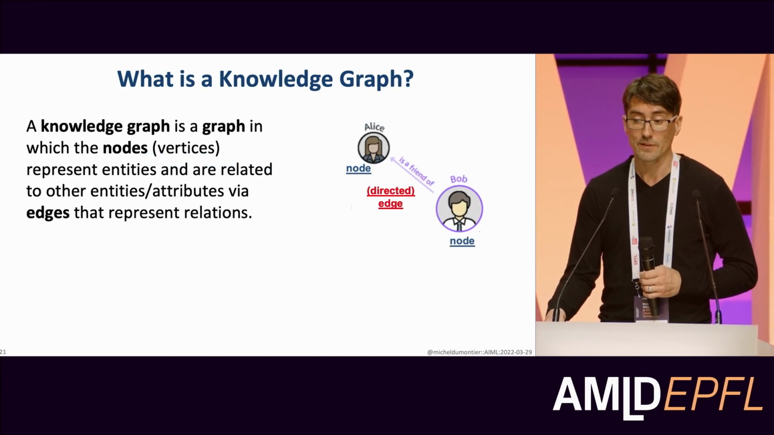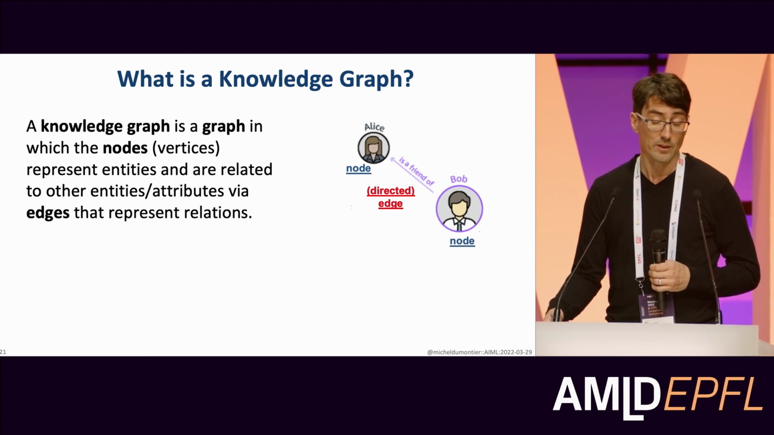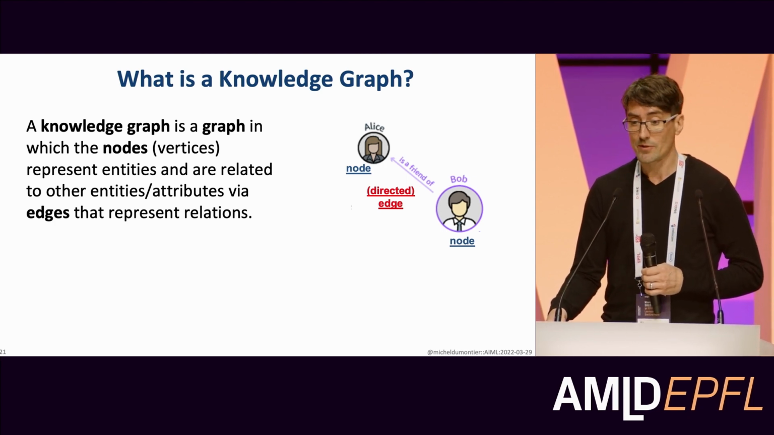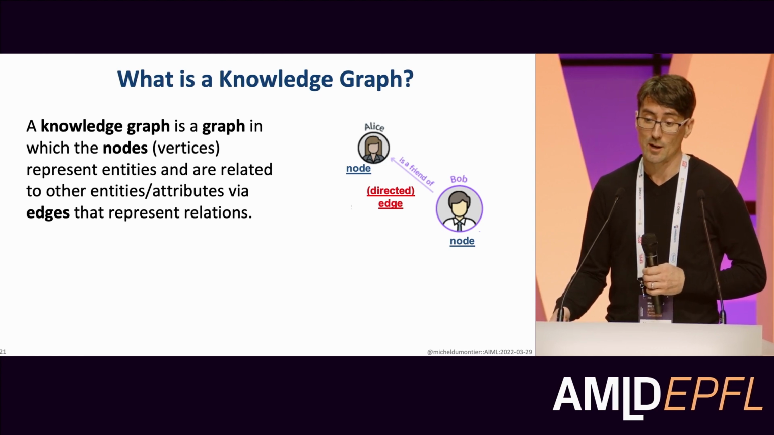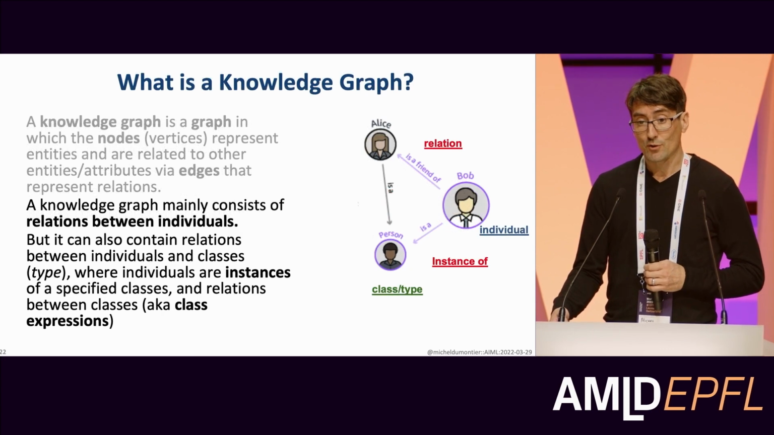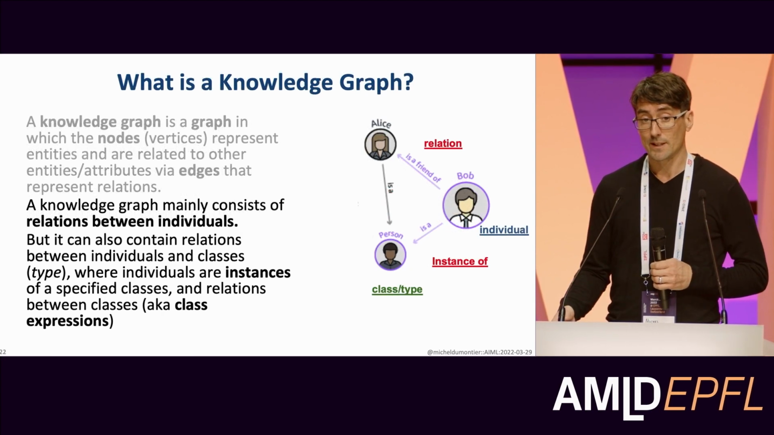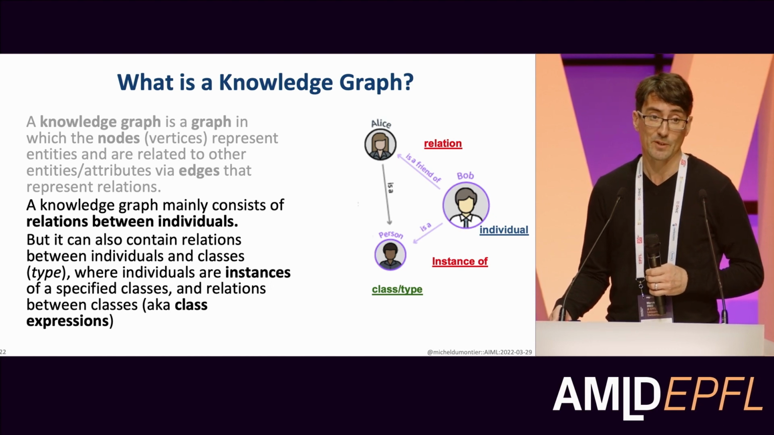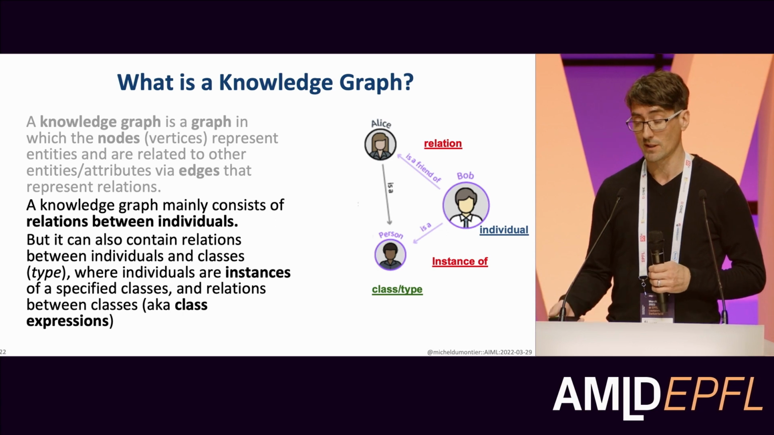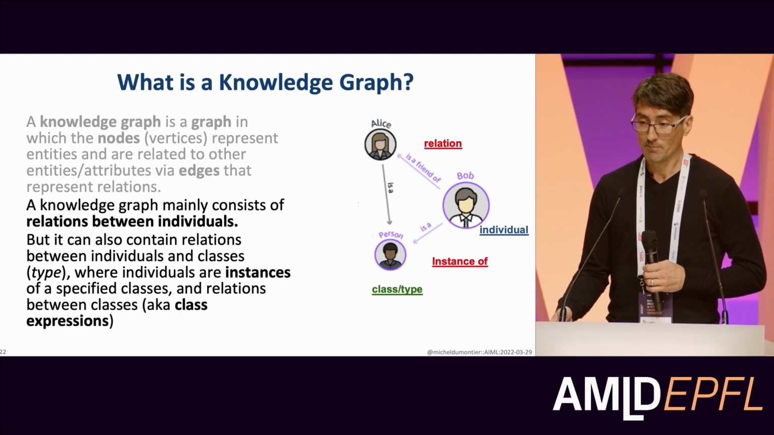So a knowledge graph is a graph representation of knowledge in which the nodes or the vertices represent entities, and you have relations to other entities through the edges of the graph. An important part of knowledge graphs is not only that many of the relations are between individuals, but there are also relationships between individuals and types, and classes, and also descriptions amongst the classes themselves.